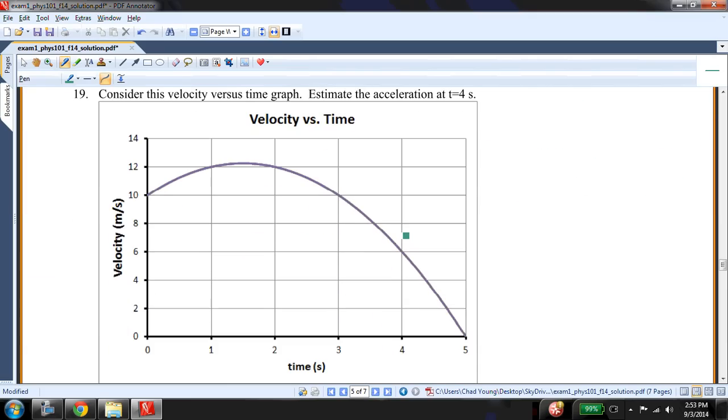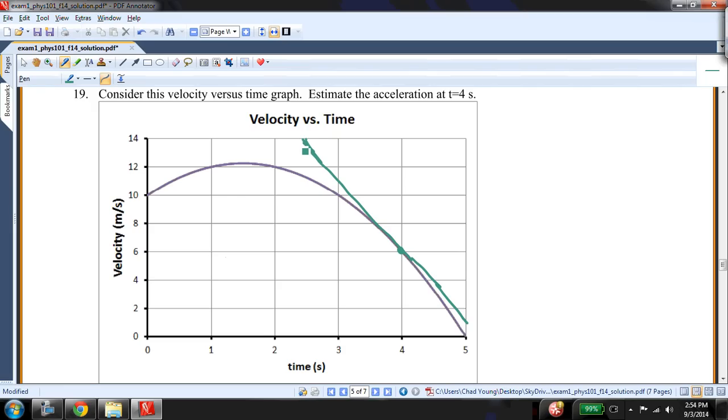So this velocity versus time graph, estimate the acceleration at t equals 4 seconds. I'm looking for the instantaneous acceleration, and so I want to find the slope of the tangent line. That tangent line is going to look something like this. You might get a slightly different tangent line depending upon how you draw it.